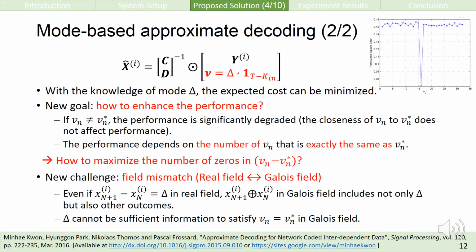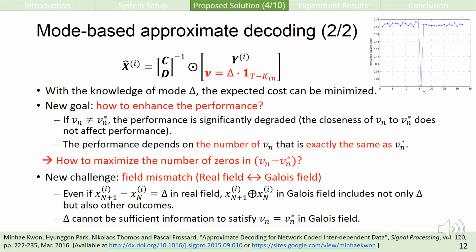However, we can still improve the performance of approximate decoding. Let's check again the performance characteristic of approximate decoding. In this figure, as we already discussed, if the system parameter nu n and the true parameter nu n star are not the same, the performance is significantly degraded, and the closeness of nu n to nu n star does not affect performance. This means that the performance depends only on the number of nu n that is exactly the same as nu n star.